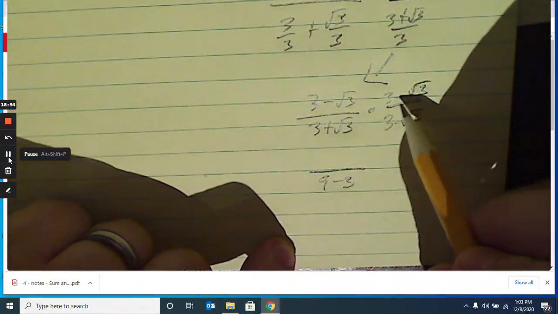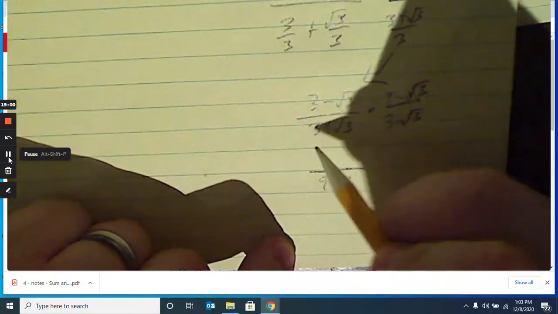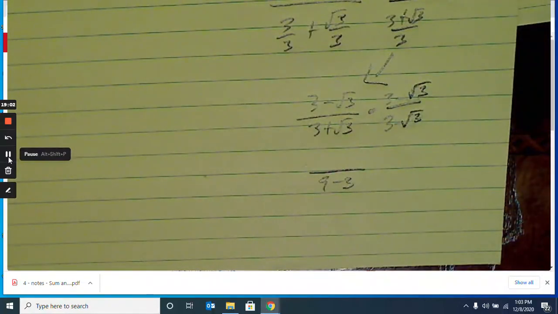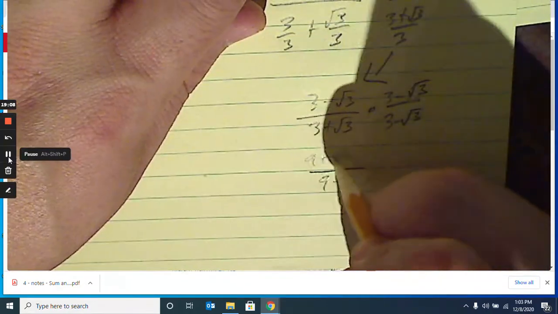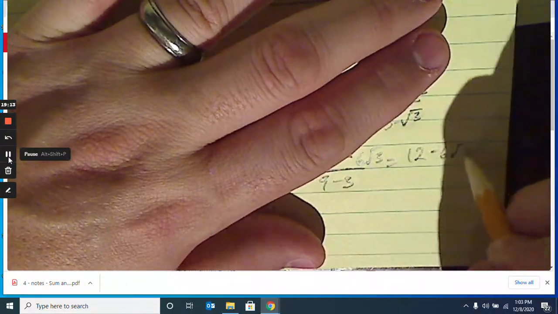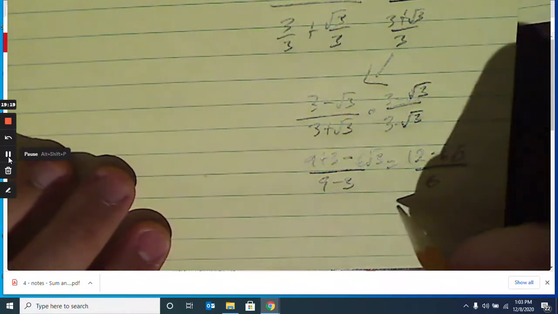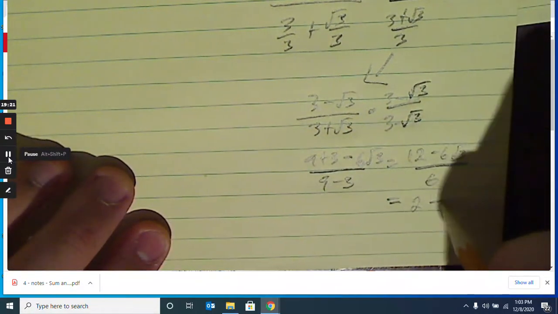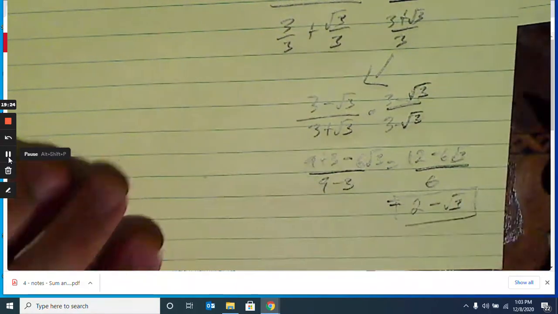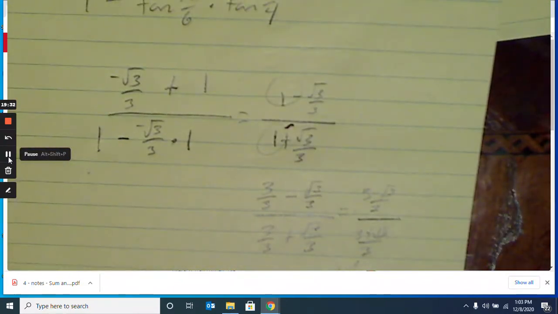And on top, it looks like it's going to become 9. Is that 9 plus 3? Yeah. 9 plus 3 minus 6 root 3, which becomes 12 minus 6 root 3 over 6, which reduces to 2 minus root 3. Okay. Anyway, that's tangent. Let me see what else we got on here.